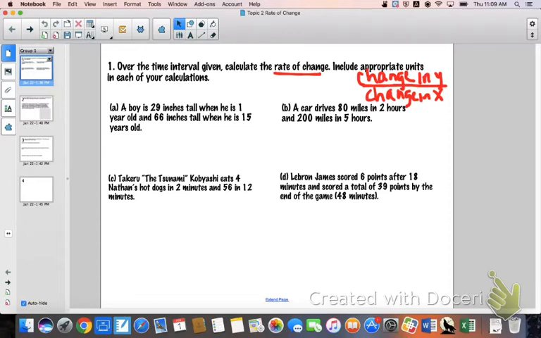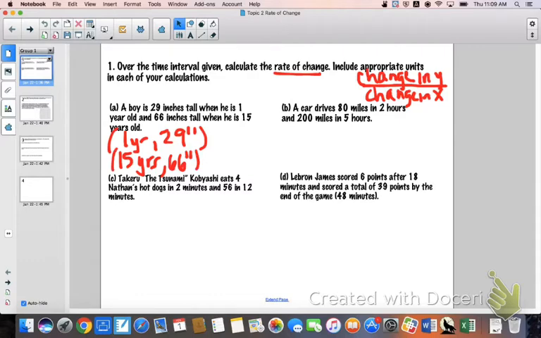All right, so part A, it's easiest if you figure out what your points are. So for example, in part A, a boy is 29 inches tall when he is 1 year old. So time is typically first. So at 1 year, he is 29 inches. Okay, and then he's 66 inches when he is 15. So 15 years, he is 66 inches.